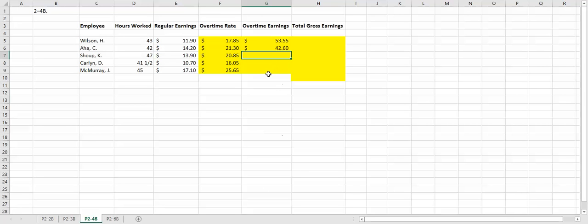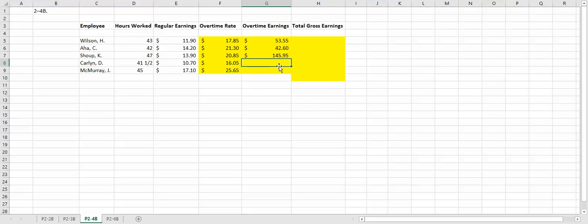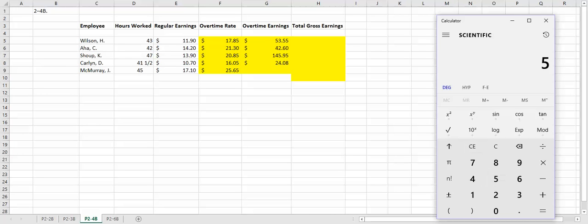And I'm going to go ahead and fill in the rest of these. Okay, on this employee, Carlin, it's $16.05 per hour for overtime. He worked 1.5 hours over. That's going to give us 24.075. It's actually, we're going to round it up to 24.08. And then the last one is just another straightforward one. $5 times $25.65. So it's $128.25.